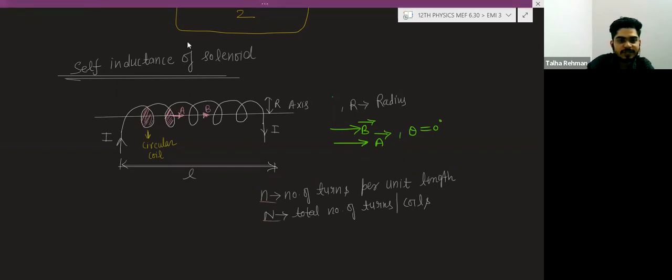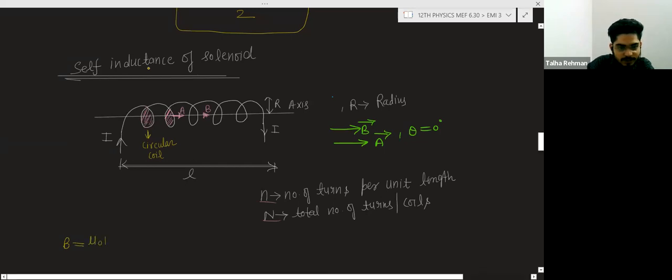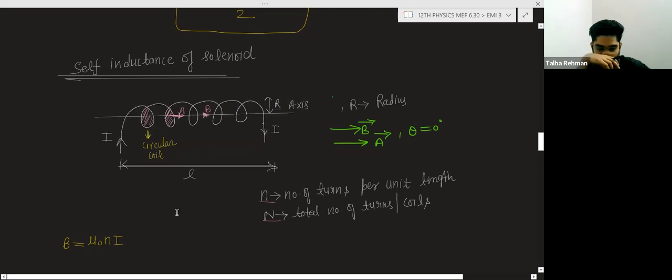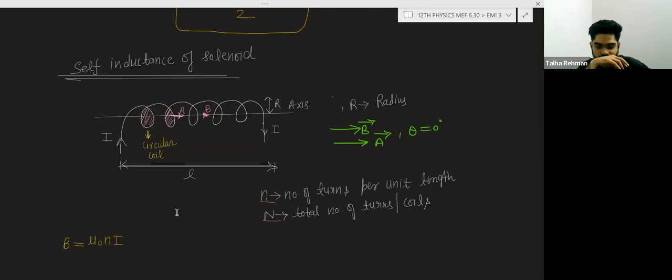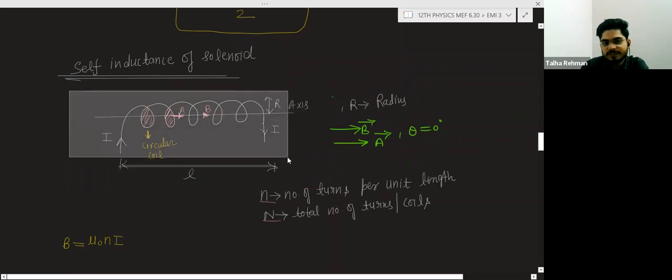So basically, what is the magnetic field due to the solenoid? It is mu 0 small n into I. This is the magnetic field due to this solenoid. Due to this magnetic field, there will be magnetic flux linked with this solenoid.